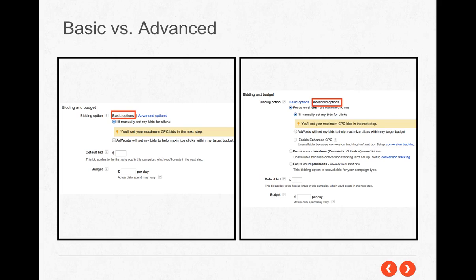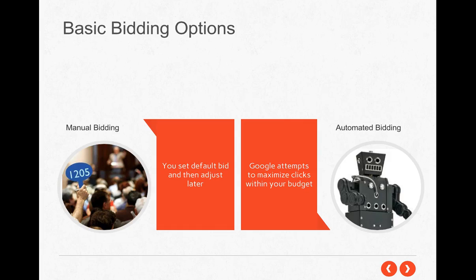select enhanced cost per click, focus on conversions. We'll walk through all these options in the walkthrough of this section, but let's get into the differences between the two. The first is the basic bidding option. Really all you have to do is select between manual bidding and automated bidding.